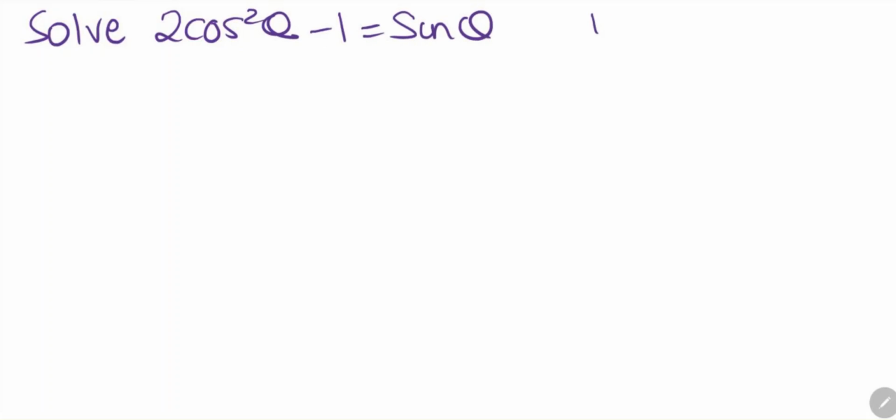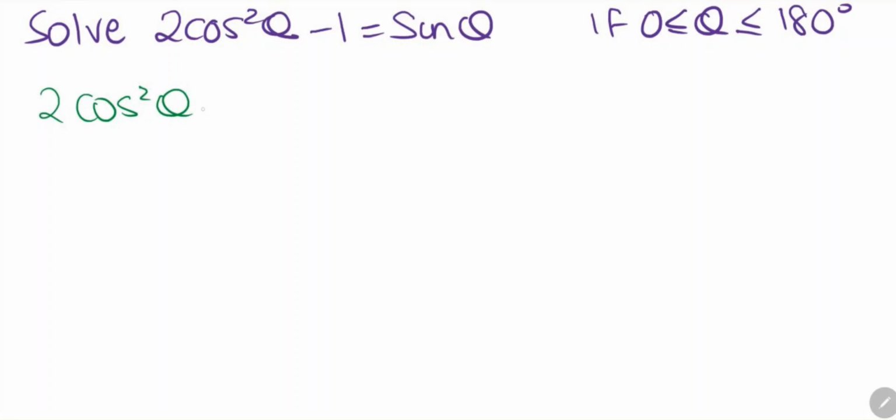So a different example. Solve 2 cosine squared theta minus 1 equals sine theta, if theta is greater than or equal to 0 and less than or equal to 180 degrees. So if we look at our equation, we need to replace what we can using identities.